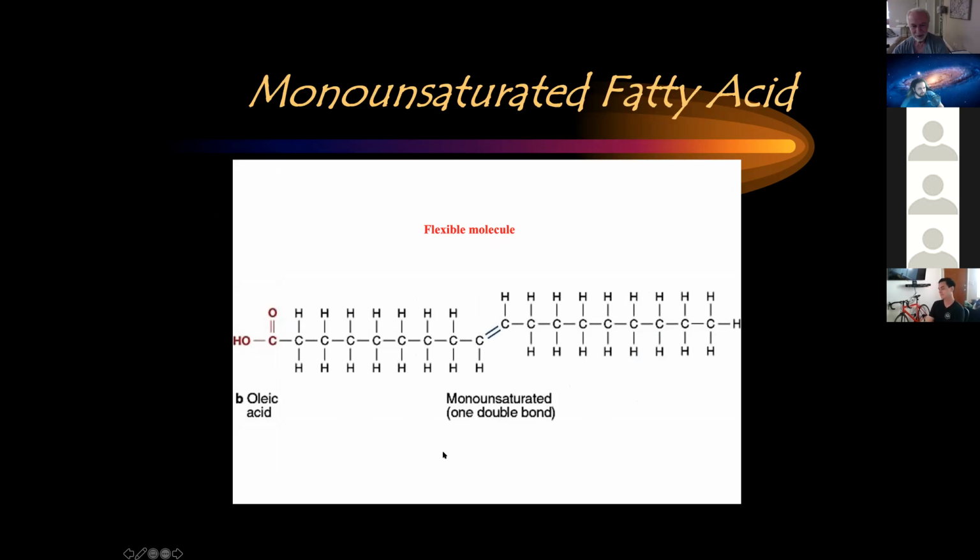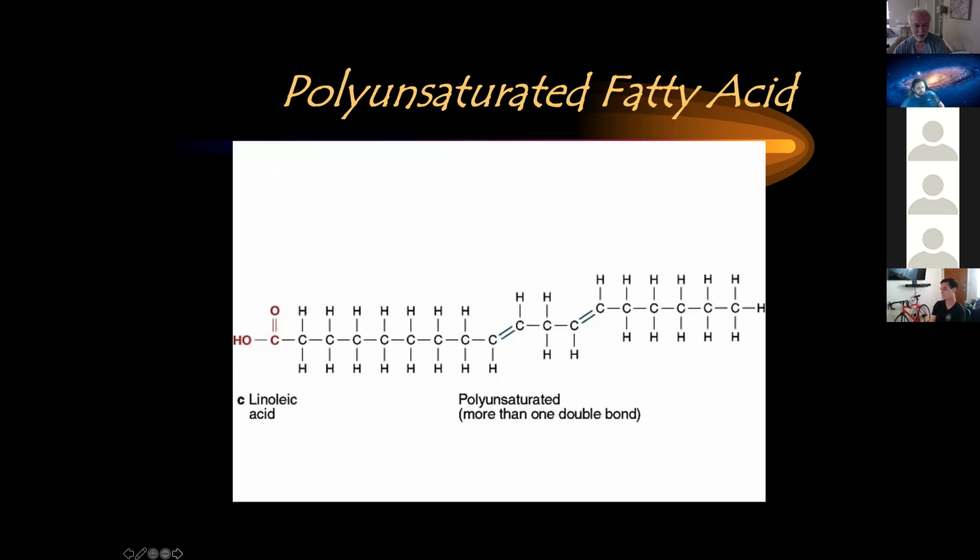Now, if there is a double bond in the chain, it's called monounsaturated, with one double bond. And this is a flexible molecule. At the point of the double bond, it can bend. In this case, it's oleic acid. Again, an acid at one end. If there are 2 double bonds or more, it's called polyunsaturated, more than one double bond, as in linoleic acid.